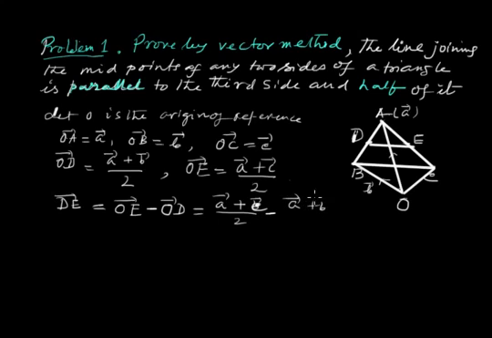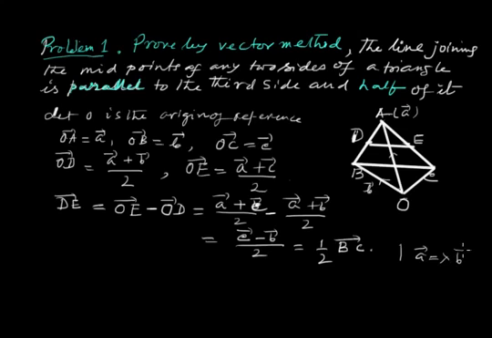So if we simplify this, the A is cancelled, so we are getting (C minus B) by 2. Vector C minus vector B by 2. Now C minus B is BC. So we obtain DE is equal to half of BC, and we know that if vector A is lambda times vector B, we say vector A is parallel to vector B. So the same case we are getting here, DE is equal to half of BC.